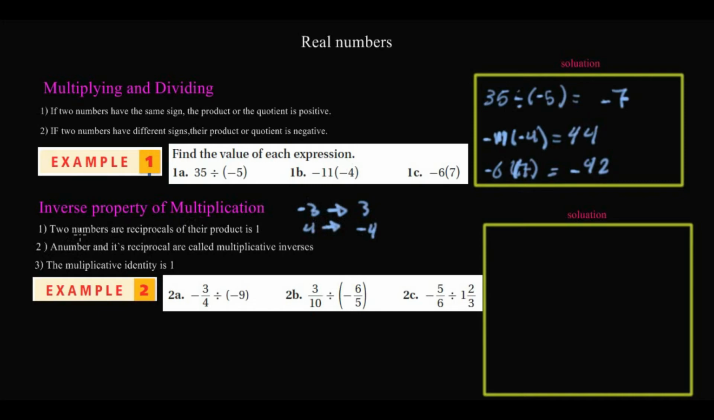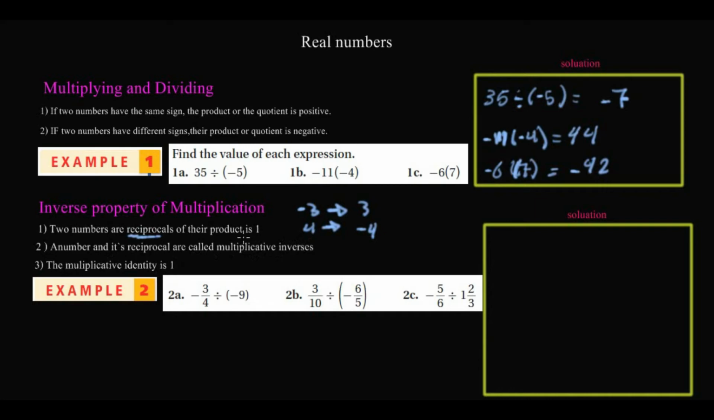For multiplication, we have three statements that help us make multiplication easy and fast. First, two numbers are called reciprocals if their product is 1. If I multiply two numbers together and the answer is 1, our numbers are called reciprocals, and we will show the meaning of reciprocal. Second, a number and its reciprocal are called multiplicative inverses. The first is the multiplicative inverse of the second, and the second is the multiplicative inverse of the first. And the multiplicative identity is 1.